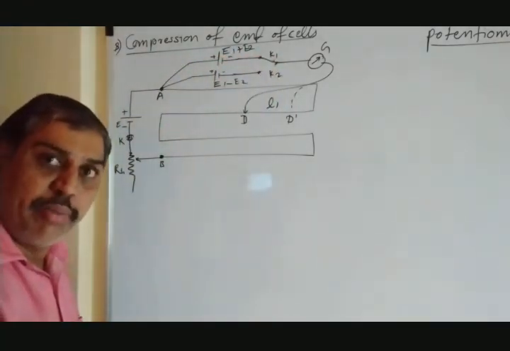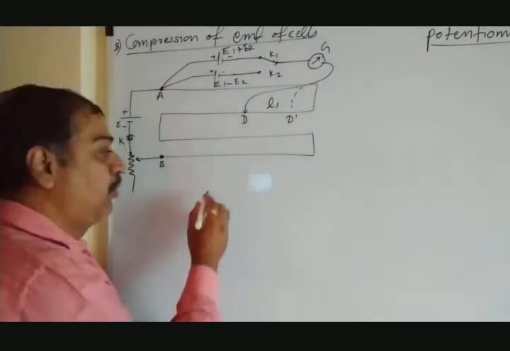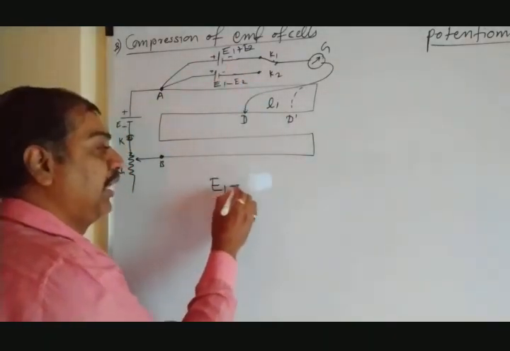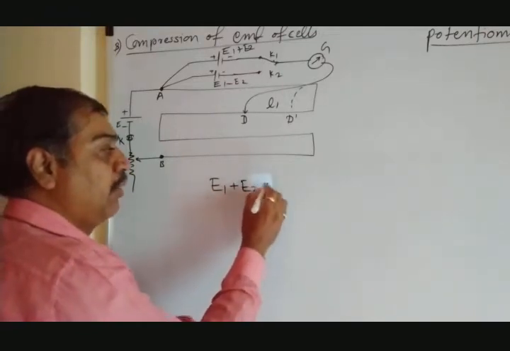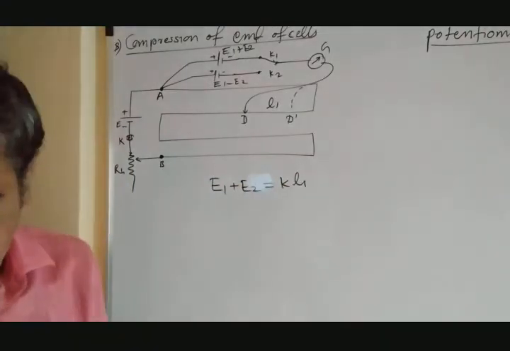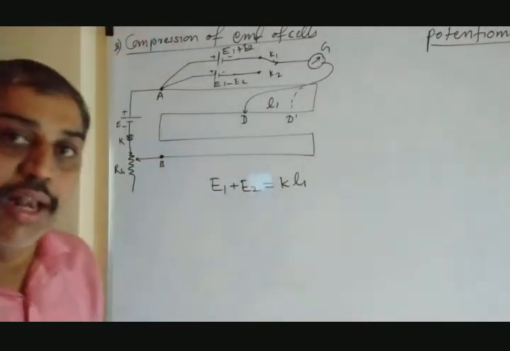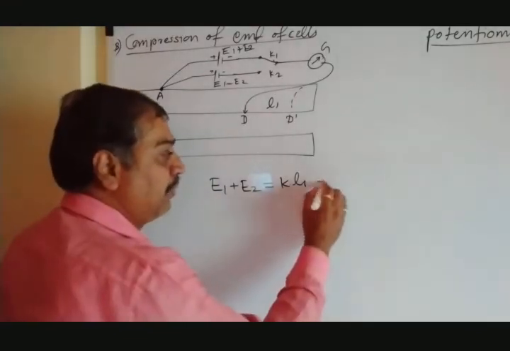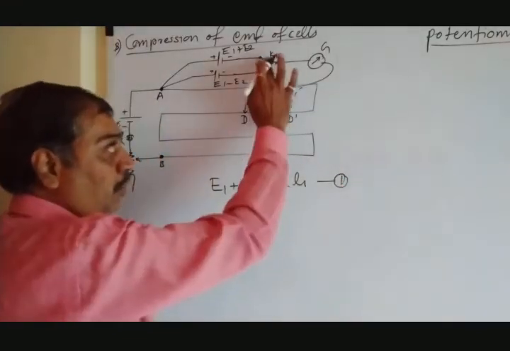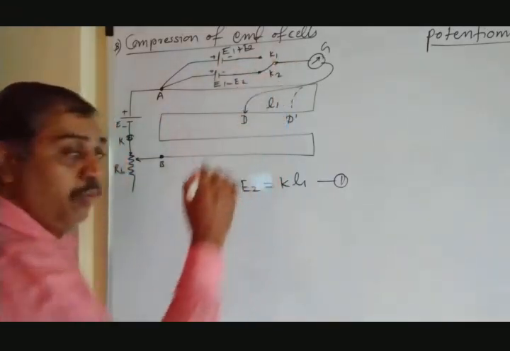Whatever the voltage drop across the wire, that is due to some combination E1 plus E2, then you can write the equation E1 plus E2 equal to K into L1, suppose, small L1. Suppose it is equation 1. Now just close the key, open the key K1, close the key K2.